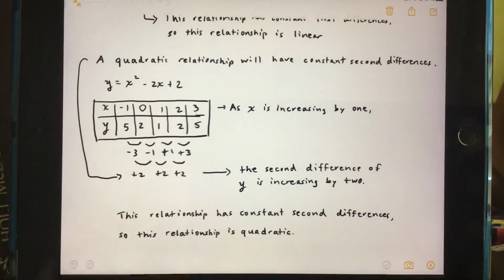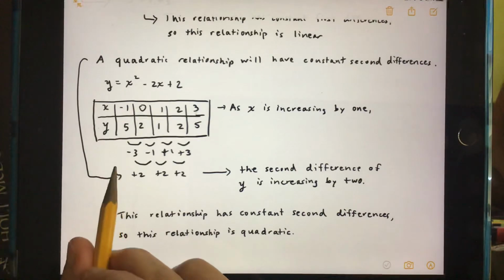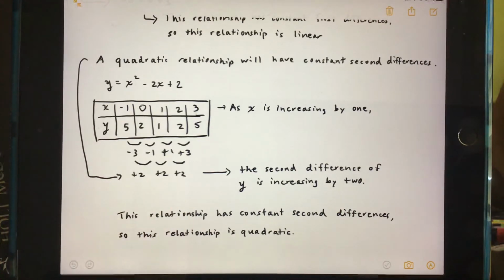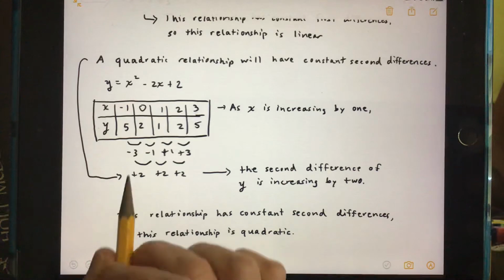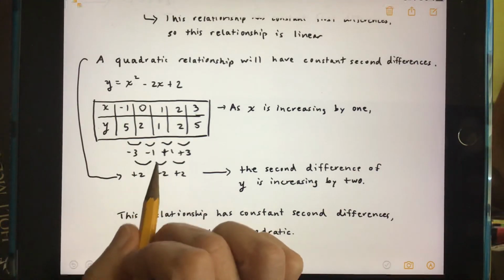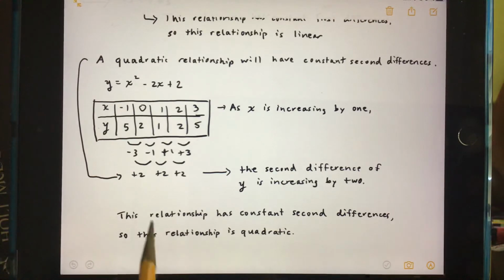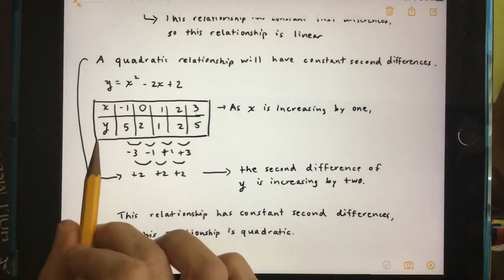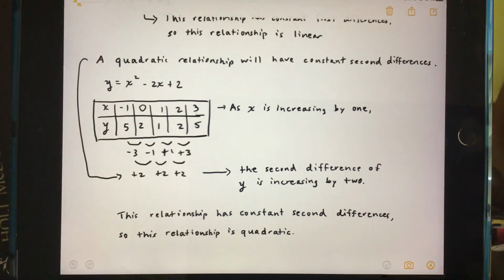We're getting different numbers. But look what happens when we take these first differences and we say, well, what about the second difference? Negative 3 plus 2 is negative 1, negative 1 plus 2 is 1, 1 plus 2 is 3. Oh, and our second differences, they all come out the same. So a quadratic relationship will have this situation crop up where our y values exhibit second differences.